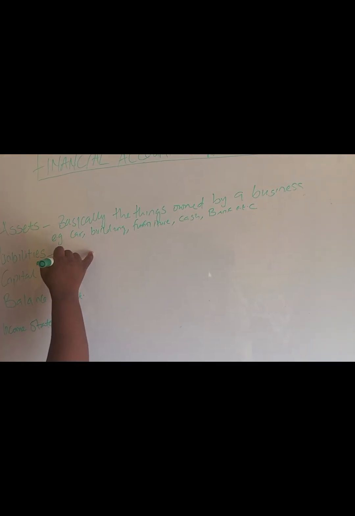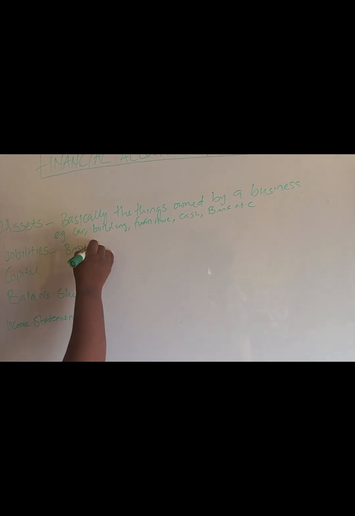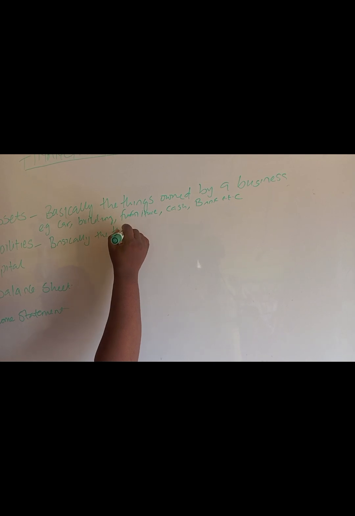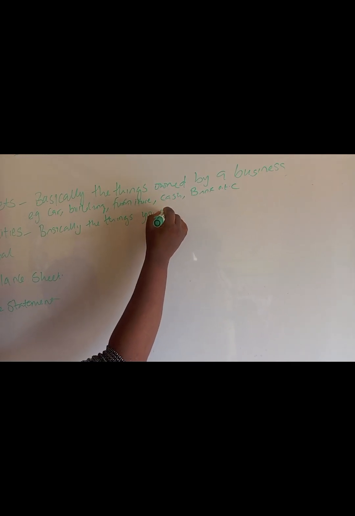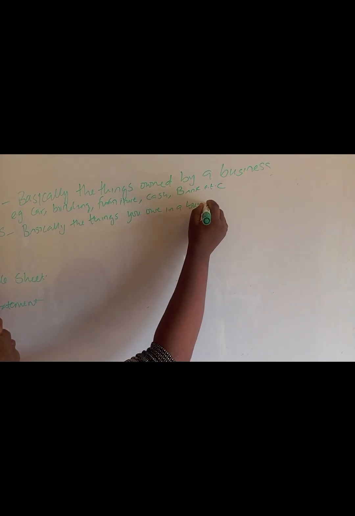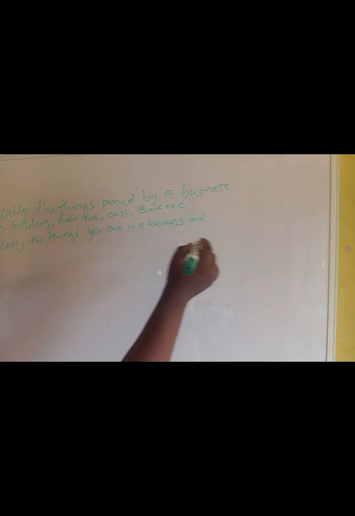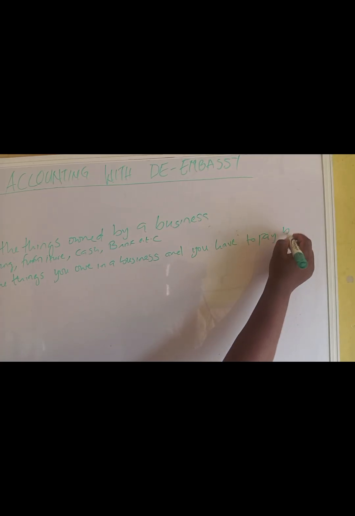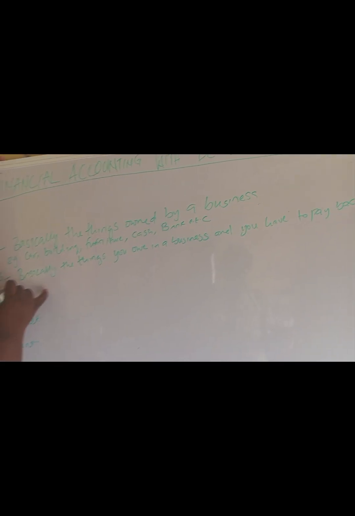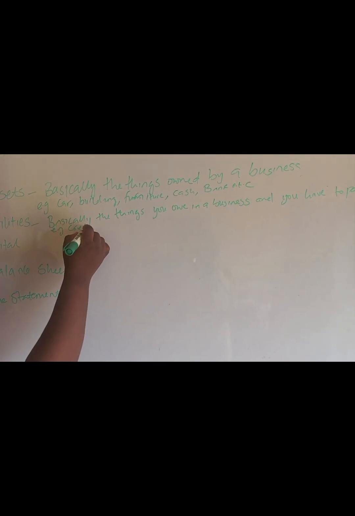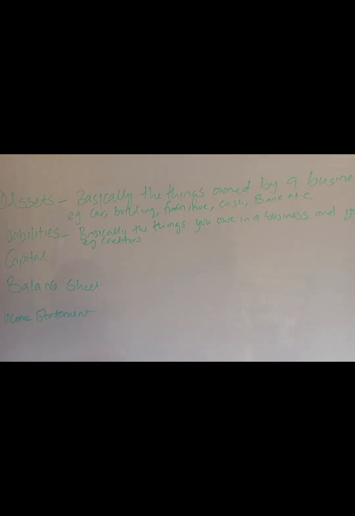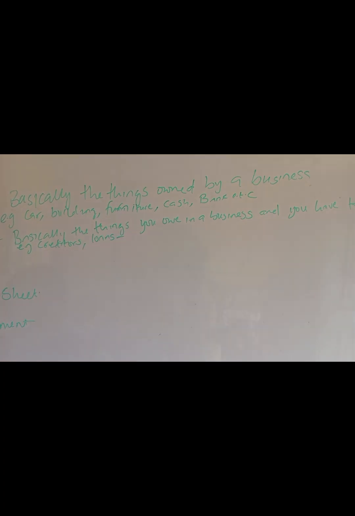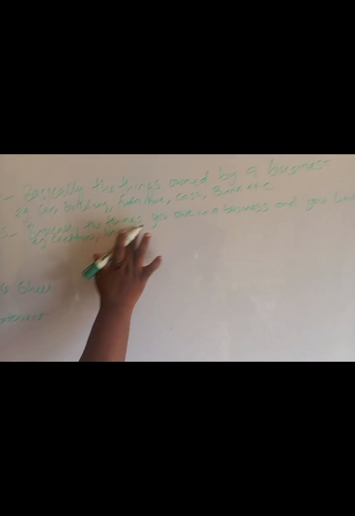What are your liabilities? Your liabilities are basically the things you owe, the things you owe in a business and you have to pay back. Example, your creditors. They sold goods to you on credit, you have to pay them back. Your loans, you collected loans on credit, you have to pay them back.